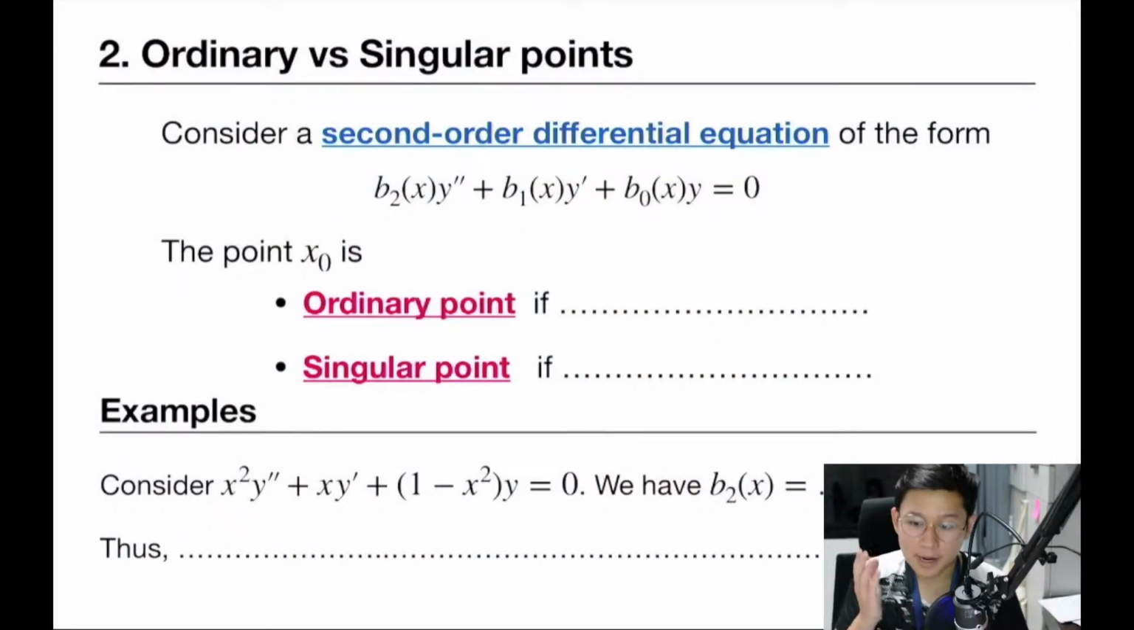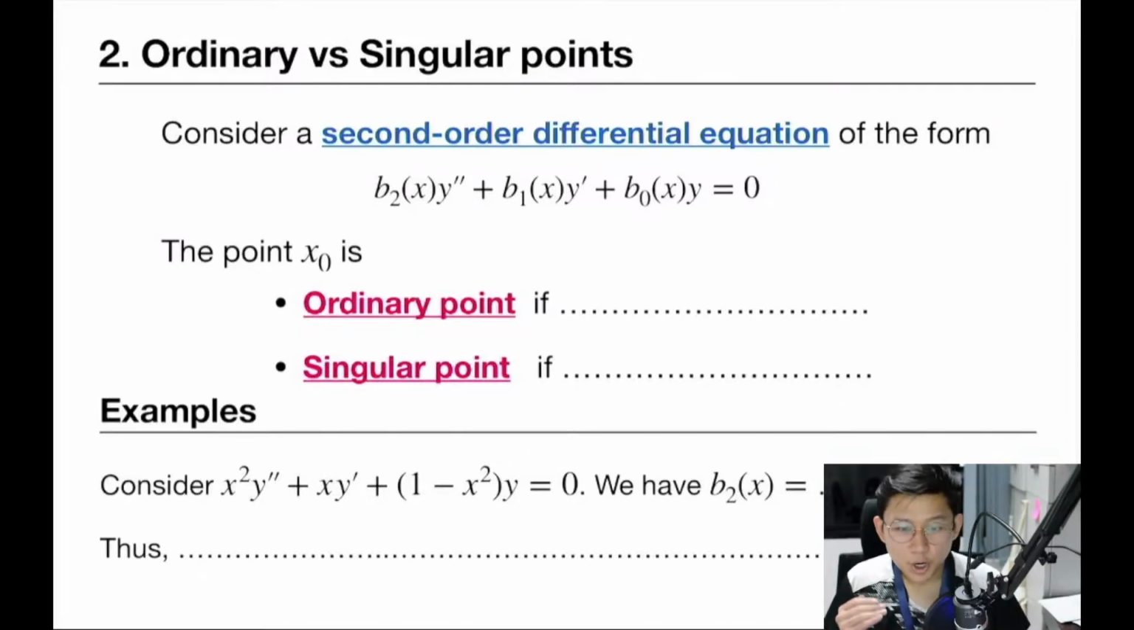Again, we come back to look at this equation, b2(x) y double prime plus b1(x) y prime plus b0(x) y equals 0. This is the only equation we're going to be looking at in this chapter.